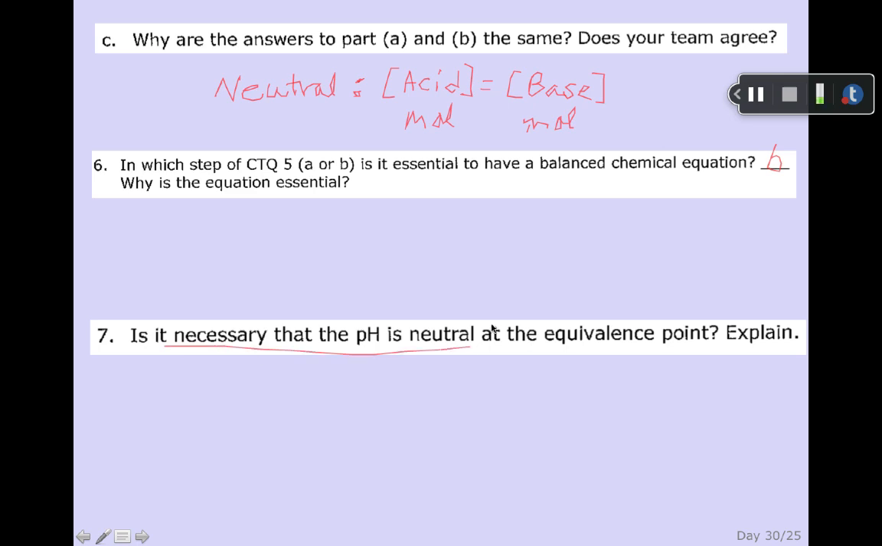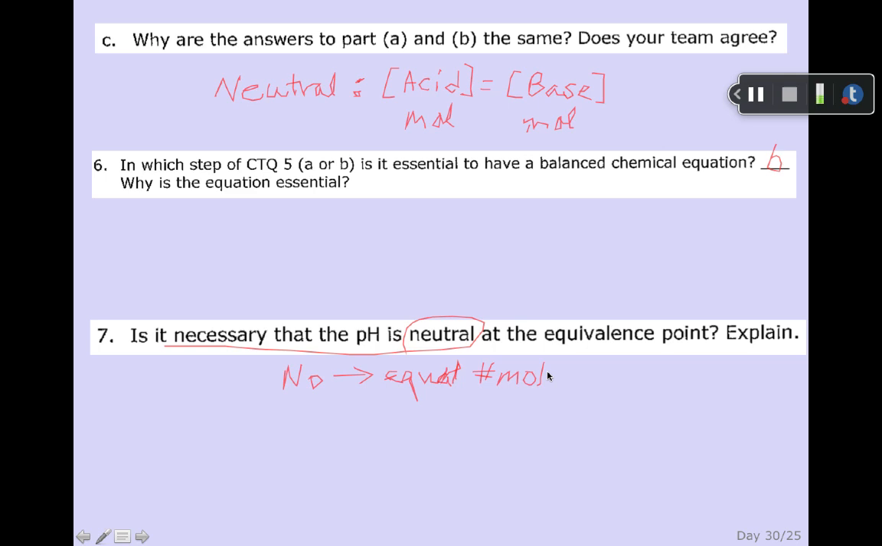Is it necessary that the pH is going to be neutral at the equivalence point? Apparently not. All you have to have is equal amounts of acid and base. That is the point. So, equal number of moles of acid and base. In this particular example, it came out to be around pH 9, but if that's the equivalence point, that's just the nature of the reaction that you're looking at.